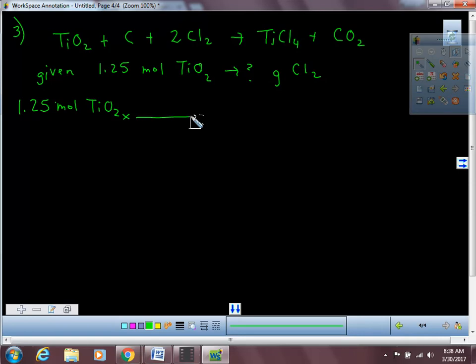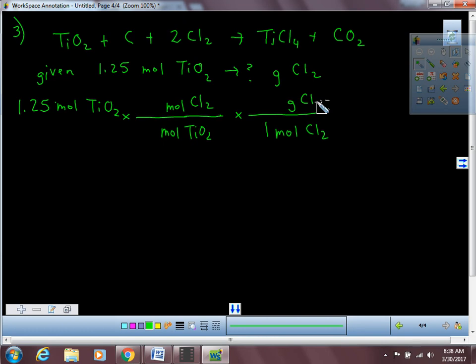For this kind of problem, your first step is to do a mole ratio. So on the bottom, what you're getting rid of, moles TiO2. They're asking us for chlorine, so I put moles of chlorine on the top. But they're not asking for moles, they're asking for grams, right? So remember your conversion from yesterday? 1 mole of something is the periodic table mass of that substance.